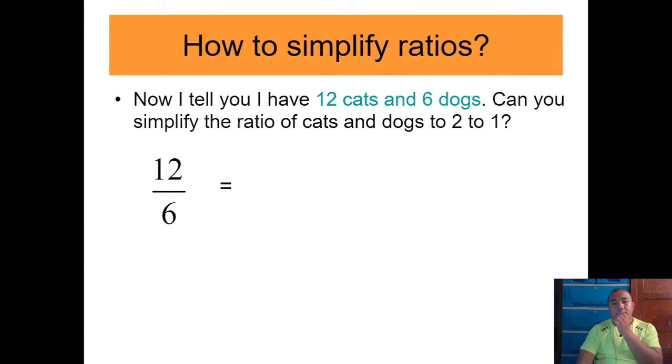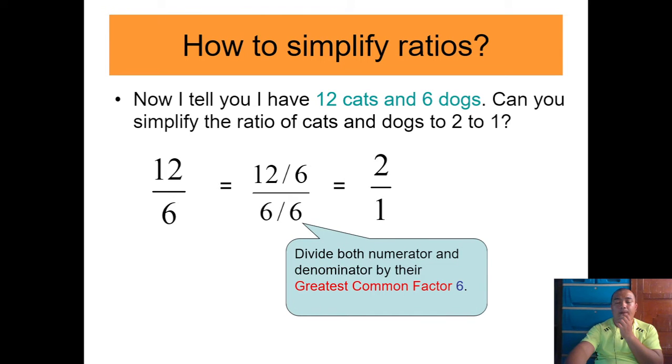How to simplify ratios? Now I tell you I have 12 cats and 6 dogs. Can you simplify the ratio of cats and dogs to 2 to 1? Yes, just divide 12 and 6 by 6. That means 2 over 1. Yes, 12 cats and 6 dogs have the ratio 2 is to 1.